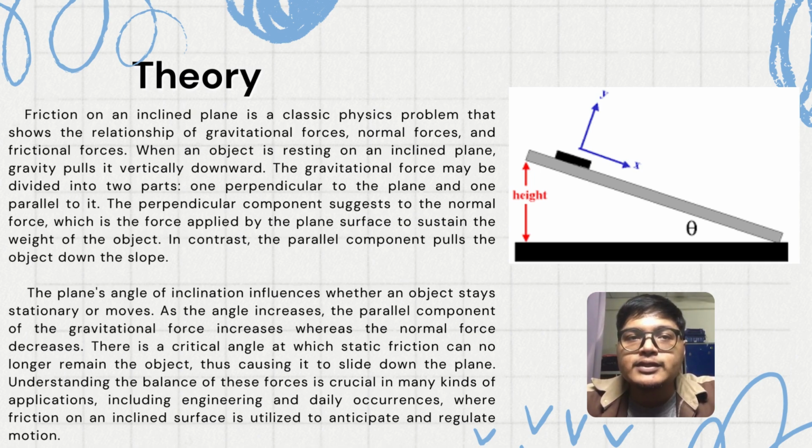So, the plane's angle of inclination influences whether an object stays stationary or moves. As the angle increases, the parallel component of gravitational force increases, whereas the normal force decreases. So there is a critical angle at which static friction can no longer hold the object, thus causing it to slide down the plane. Understanding the balance of these forces is crucial in many kinds of application, including engineering or daily occurrence, where friction on inclined surface is utilized to anticipate and regulate motion.